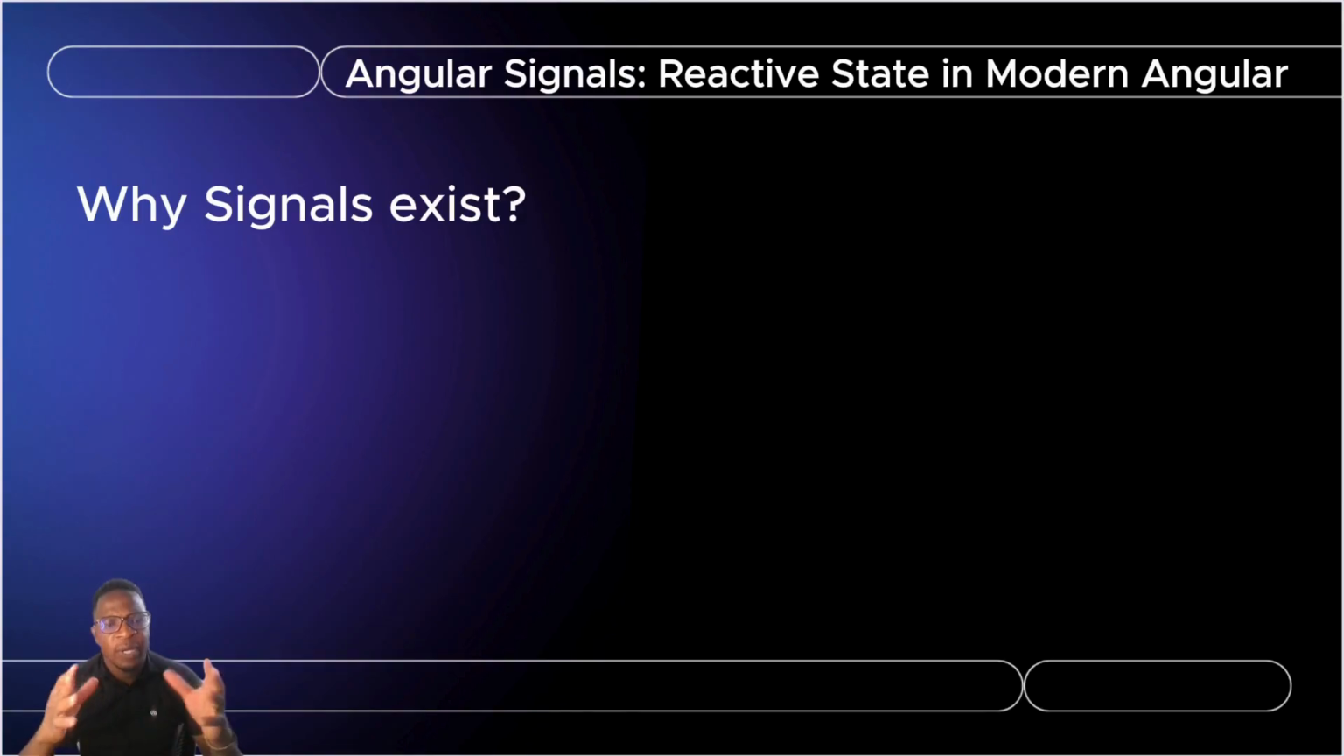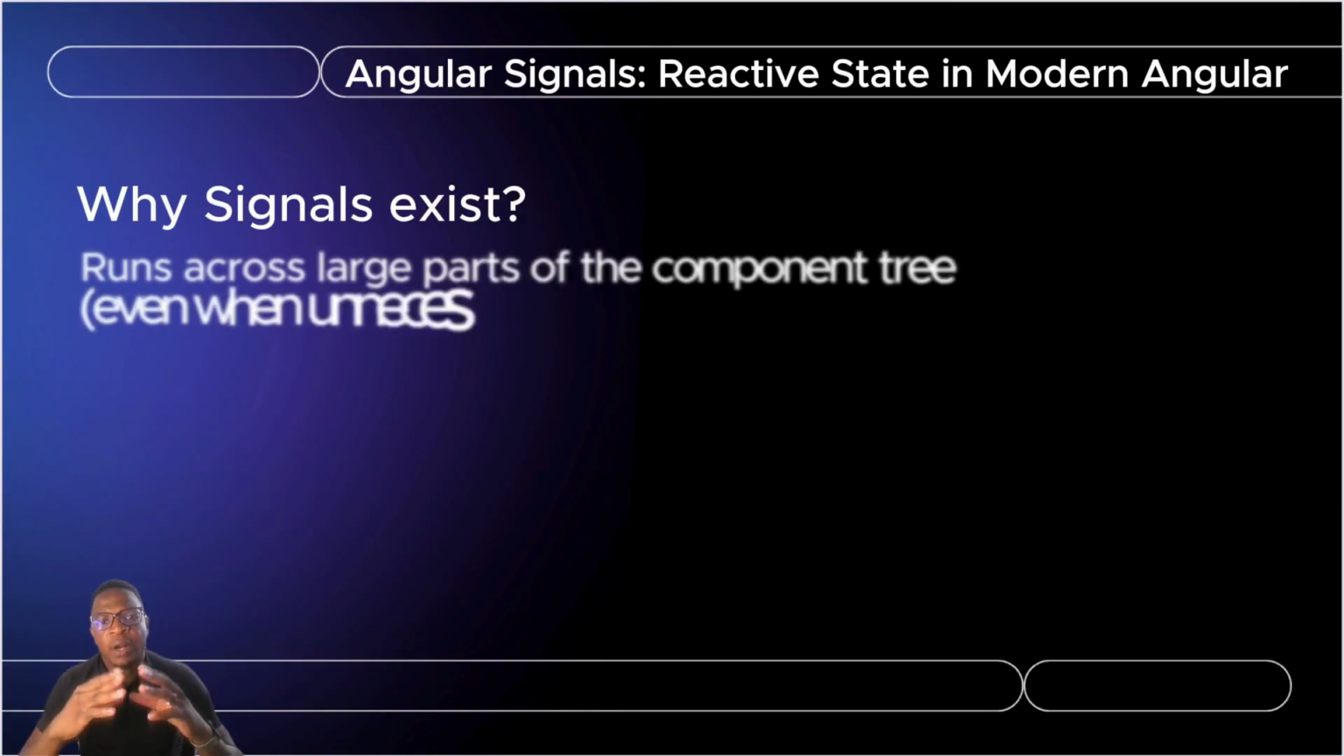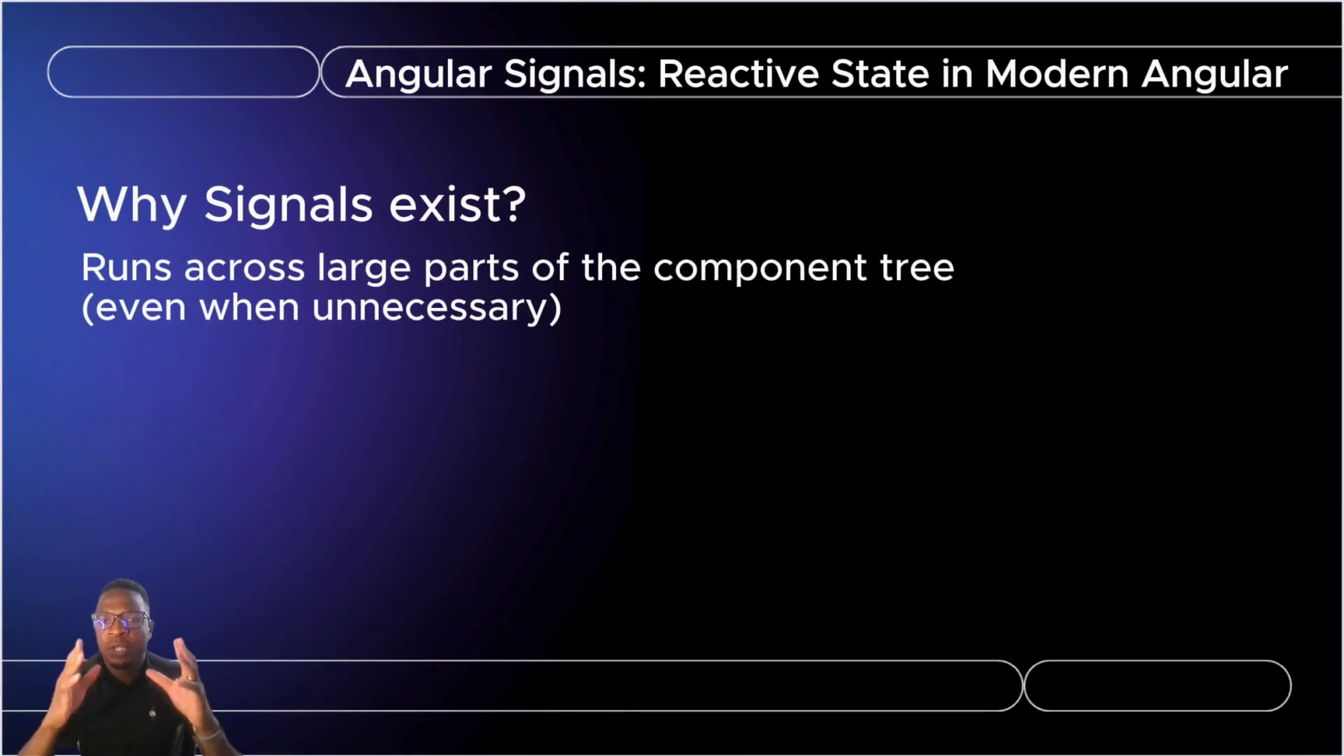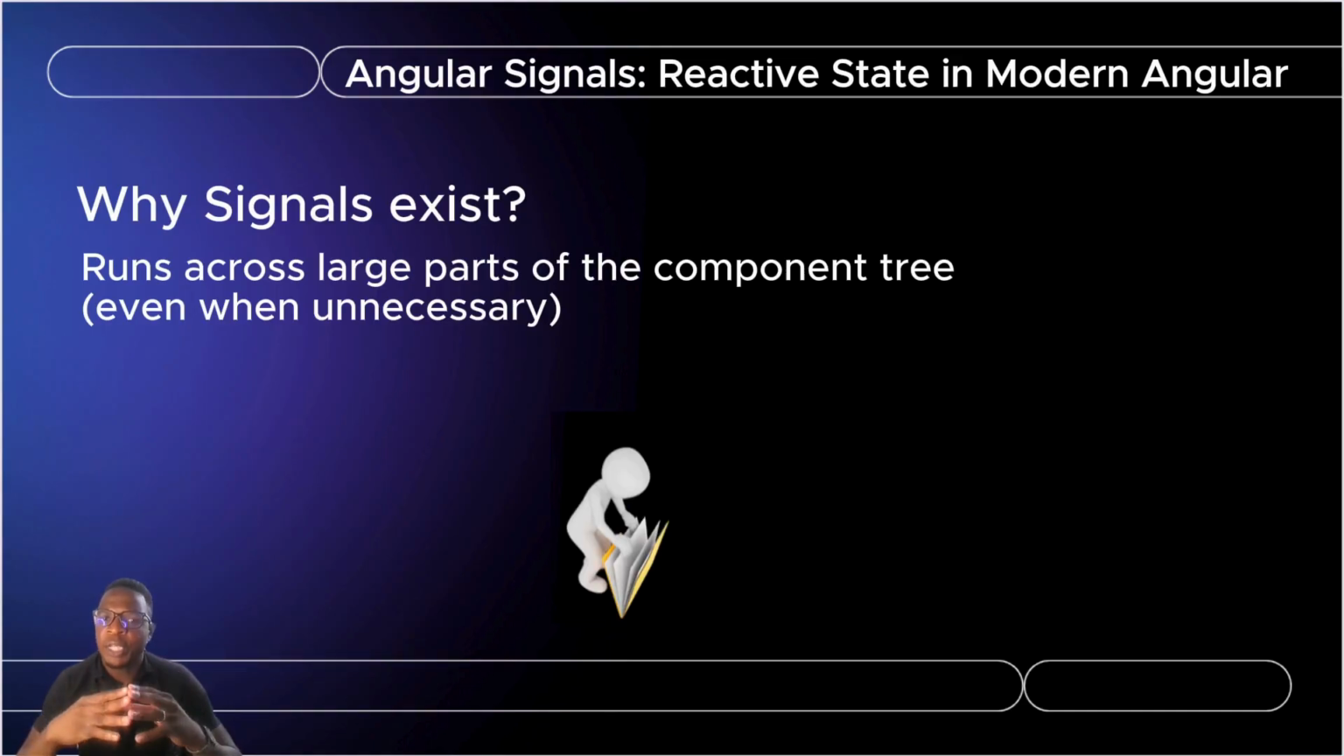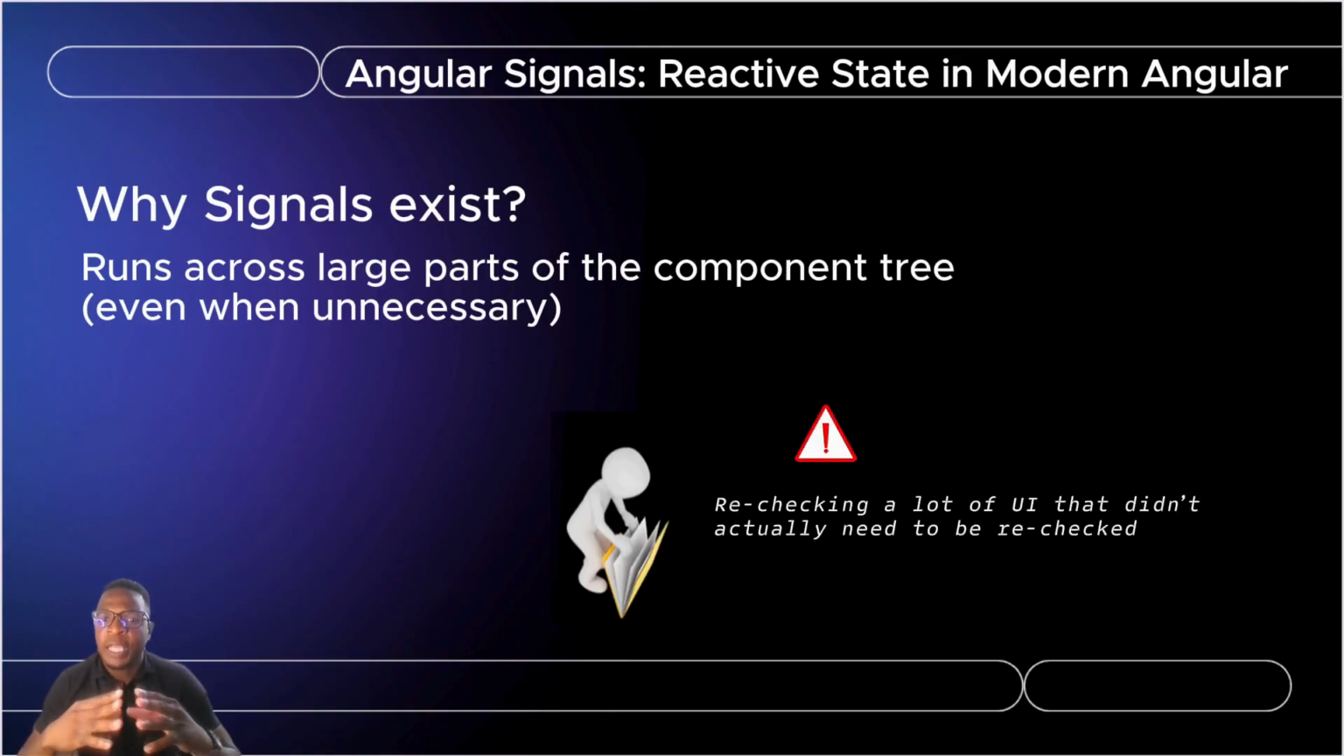So, what does it do? It runs change detection across large parts of the component tree, sometimes even the whole tree. And that's fine for small apps. But in a real-world application, especially large ones, that can be inefficient. You're essentially rechecking a lot of UI that didn't need to be rechecked.